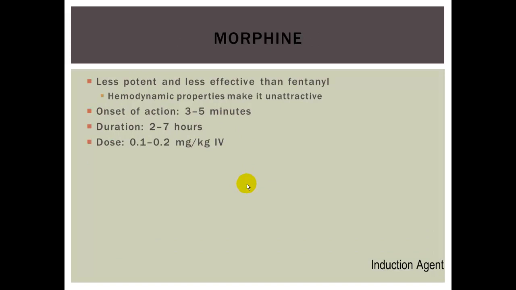Morphine is less potent and less effective than fentanyl. Hemodynamic properties make it kind of unattractive; it can give us some nasty hypotension. Onset of action is about 3 to 5 minutes, and the duration is about 2 to 7 hours. Dose is 0.1 to 0.2 milligrams per kilogram IV.